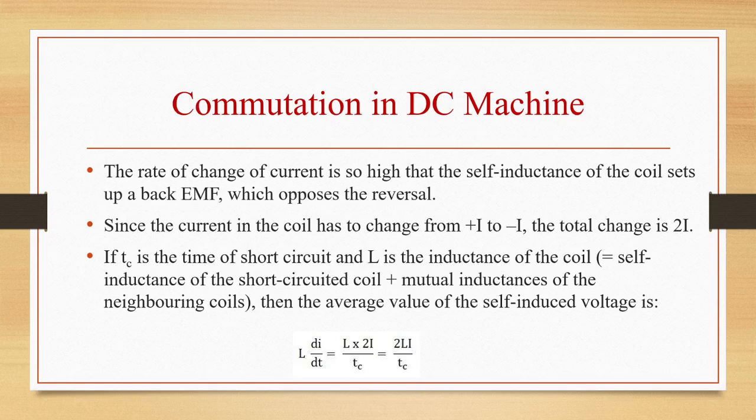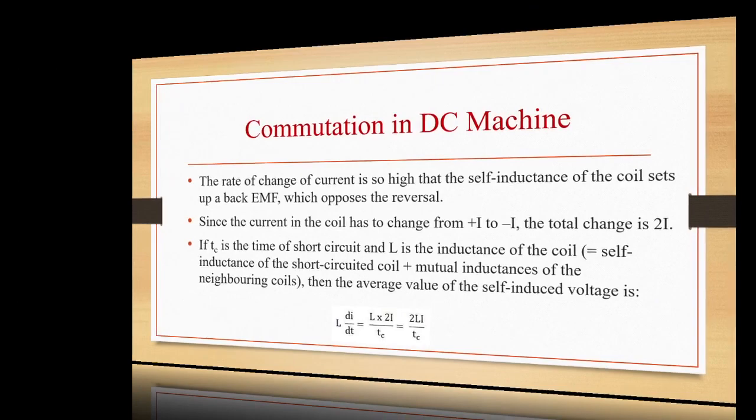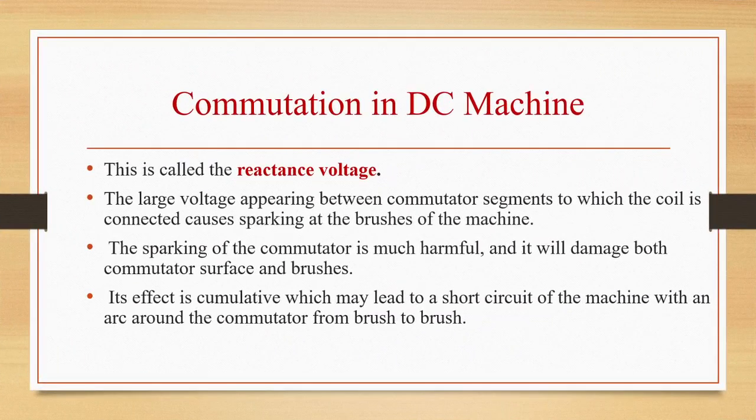If Tc is the time of short circuit and L is the inductance of the coil, that is, the self-inductance of the short circuited coil plus the mutual inductance of neighboring coils, then the average value of self-induced voltage is L times di by dt, which is L times 2I by Tc, that is 2LI by Tc. This is called the reactance voltage.